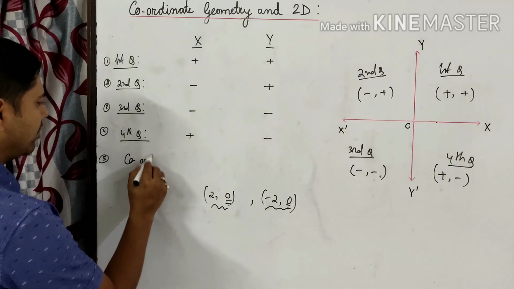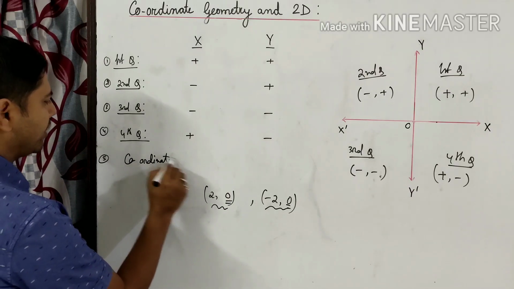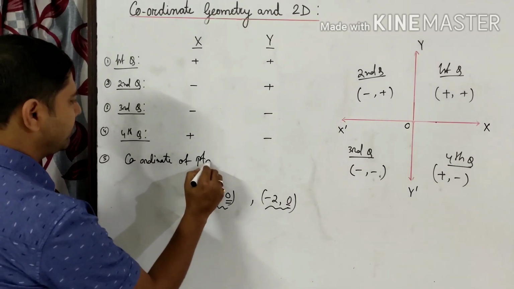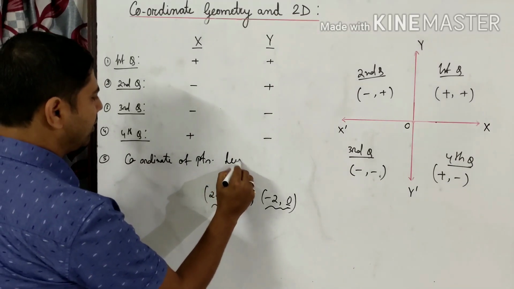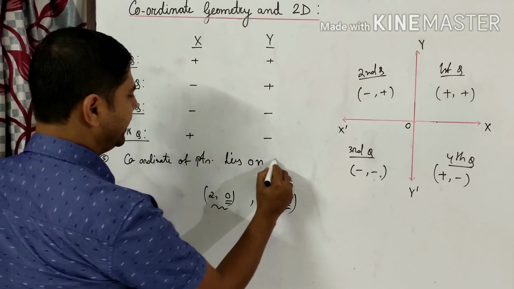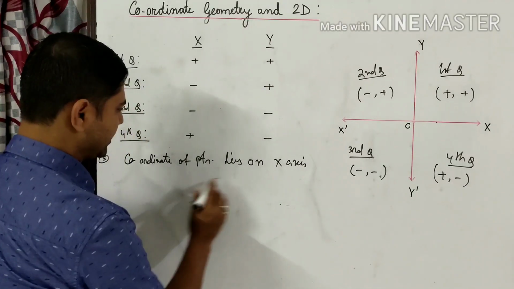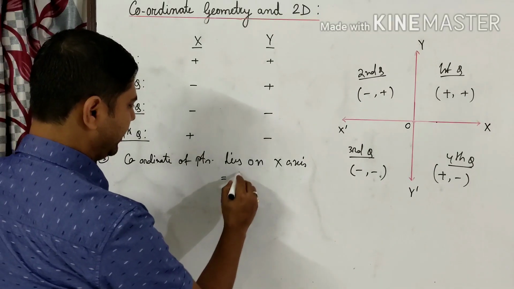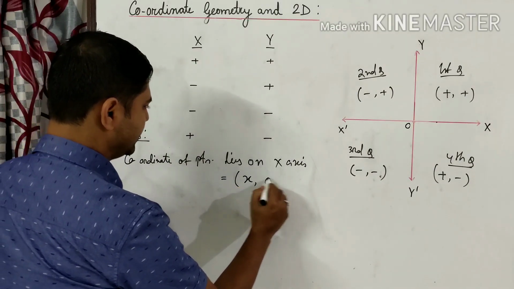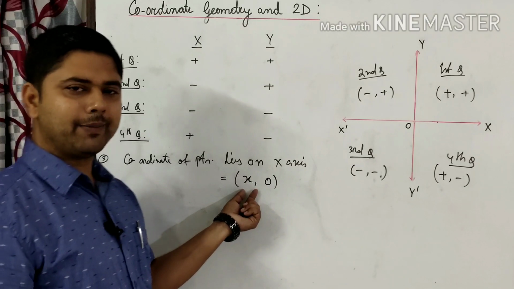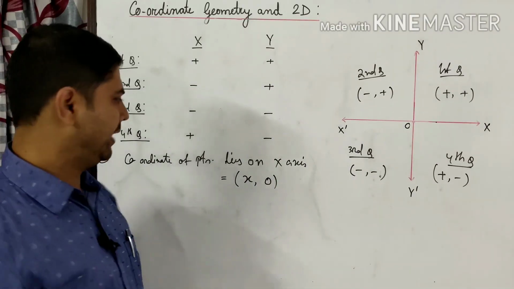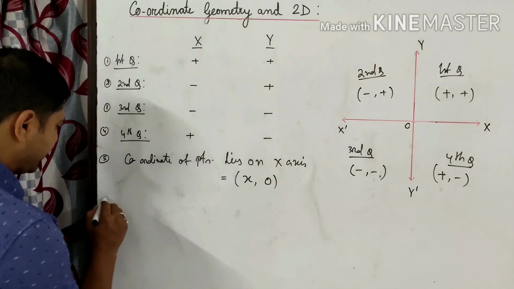Another important point is the coordinates of points lying on the x axis. What will the coordinates of a point lying on the x axis be? Definitely the y coordinate is 0, and x is any real number, maybe positive or negative. Again, the next point is what?